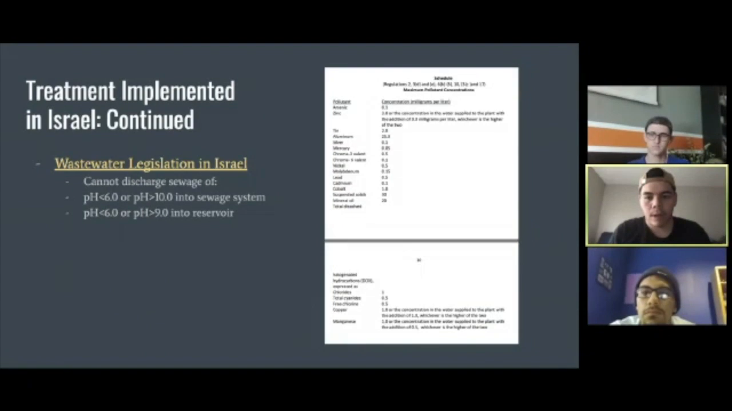In Israel, they cannot discharge sewage with a pH of 6 or lower, or a pH of 10 or higher, into a sewage system, and they cannot discharge sewage with a pH that's less than 6 or higher than 9 into a reservoir.